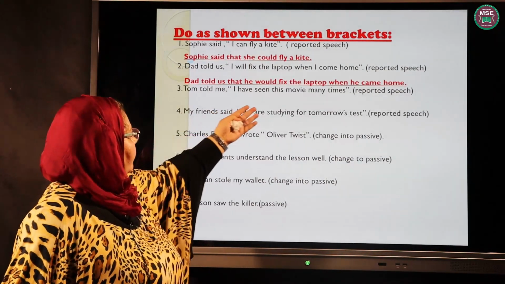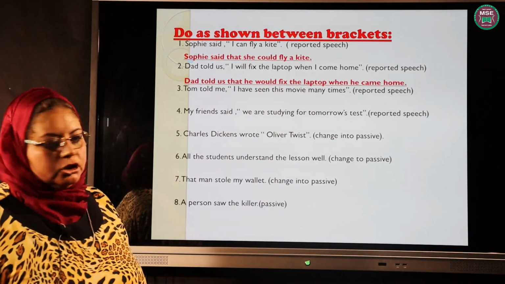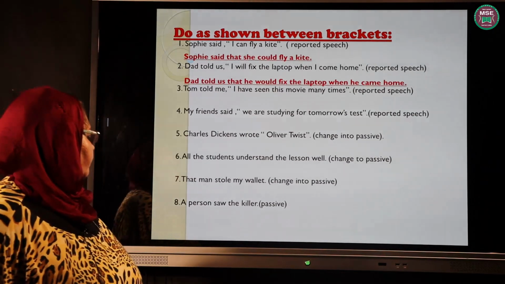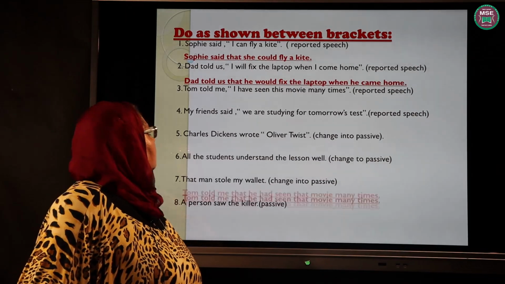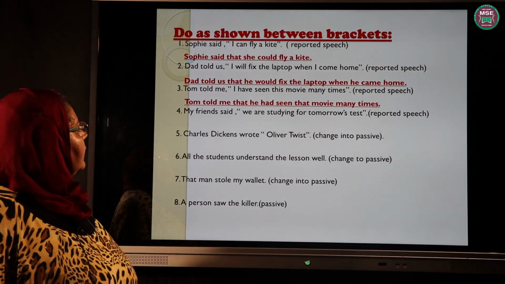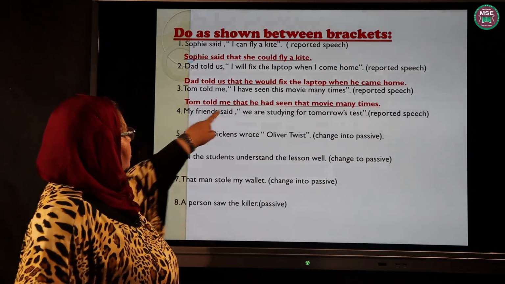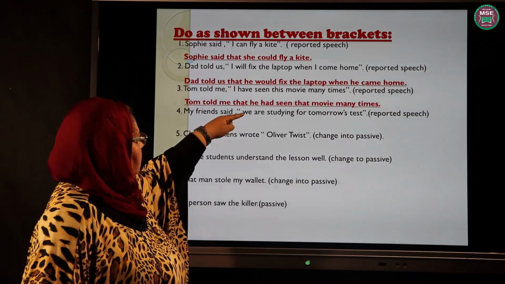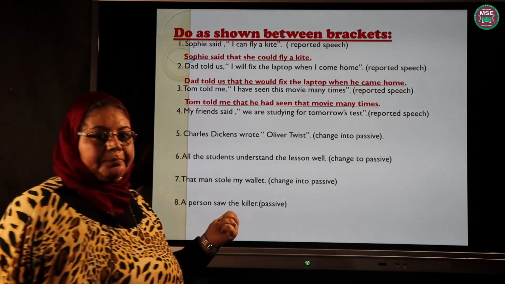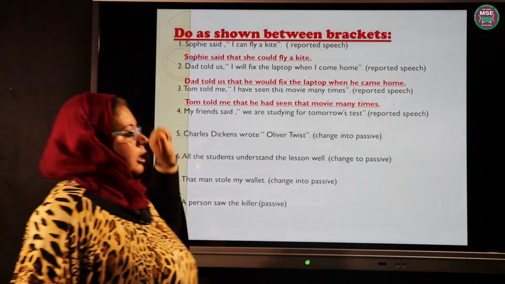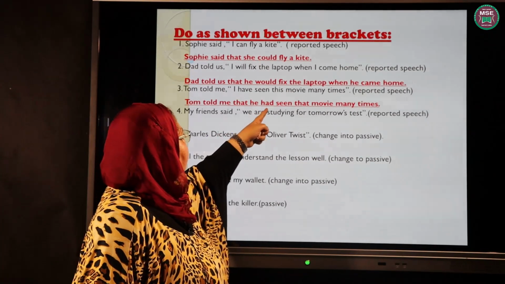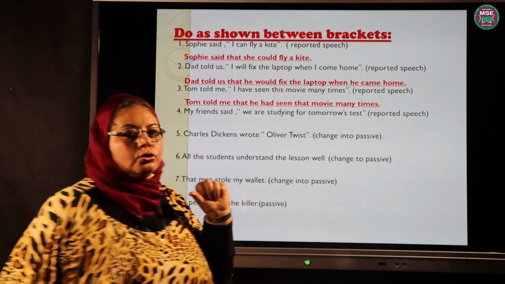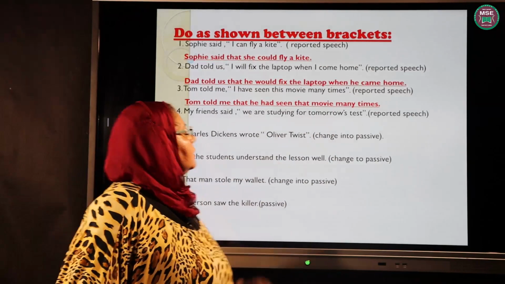Tom told me, "I have seen this movie many times." Change into reported speech. Okay, try alone. Tom told me that he had seen that movie many times. I lose the speech marks, then I put "that he" for "Tom." "Have seen," present perfect, changes to past perfect. How do I form the past perfect? Had plus the past participle of the verb. "This" changes into "that."